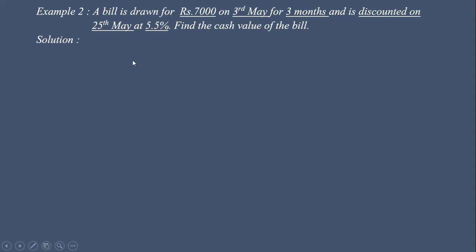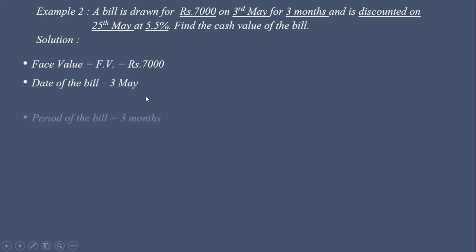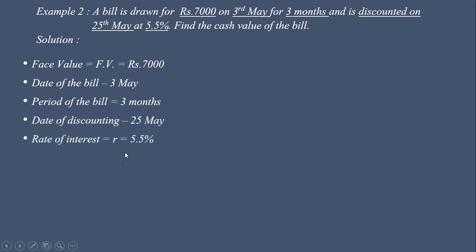And while solving examples where the date of discounting is given, we have to use the formula for banker's discount. So we'll list the given things. Face value is given, FV rupees 7,000. Date of the bill 3 May. Period of the bill 3 months. Date of discounting 25th May. Now rate of interest is R equal to 5.5%, and we want to find the cash value.